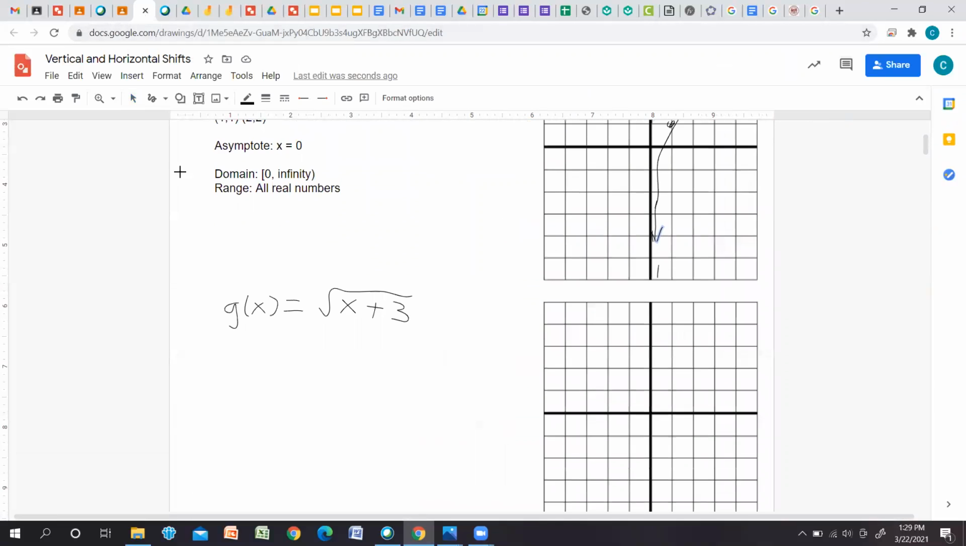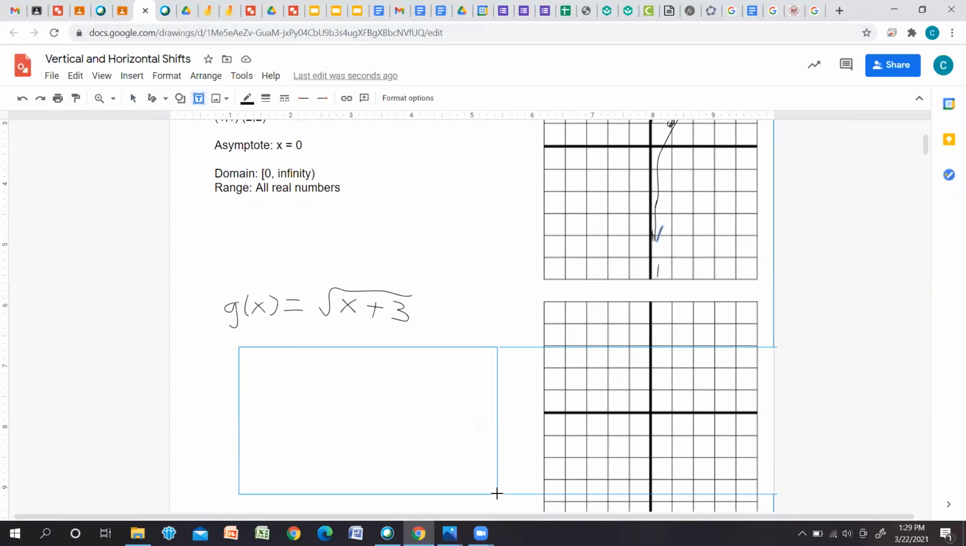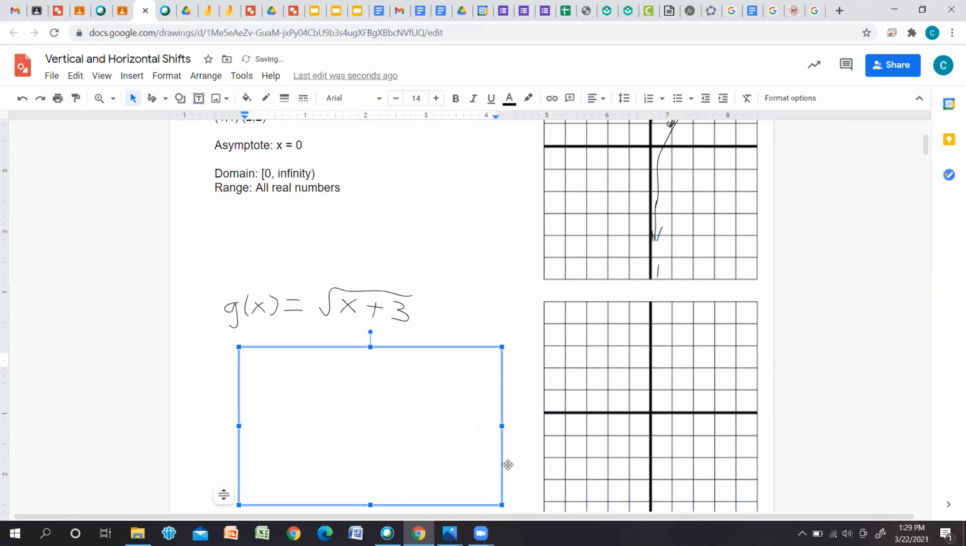All right. Important points. Again, the point 0, 0. We subtract 3 from that, so it becomes negative 3, 0. The point 1, 1 becomes negative 2, 1. You could change that right away, or you could write the parent function number first and then change it. So 4, 2 would become 1, 2. Everything shifted to the left.